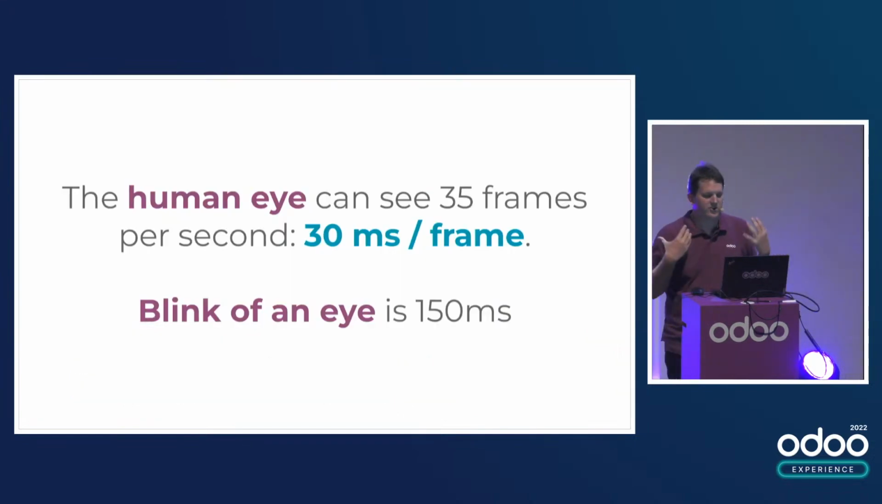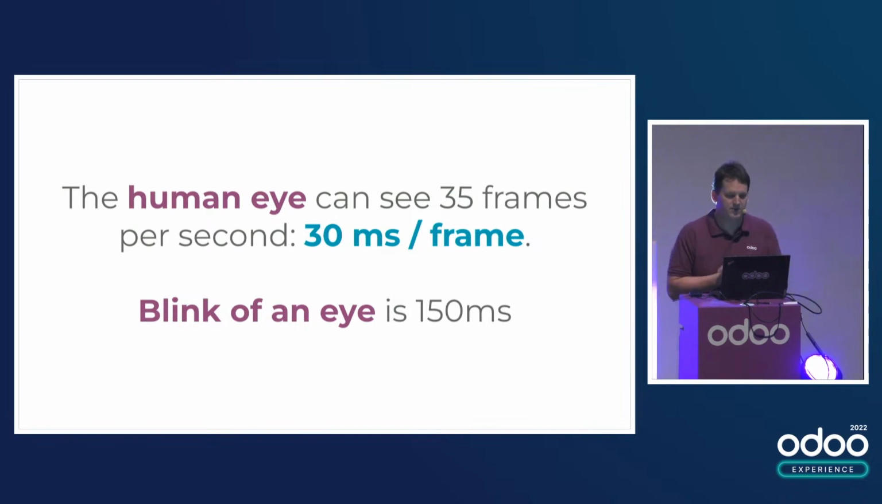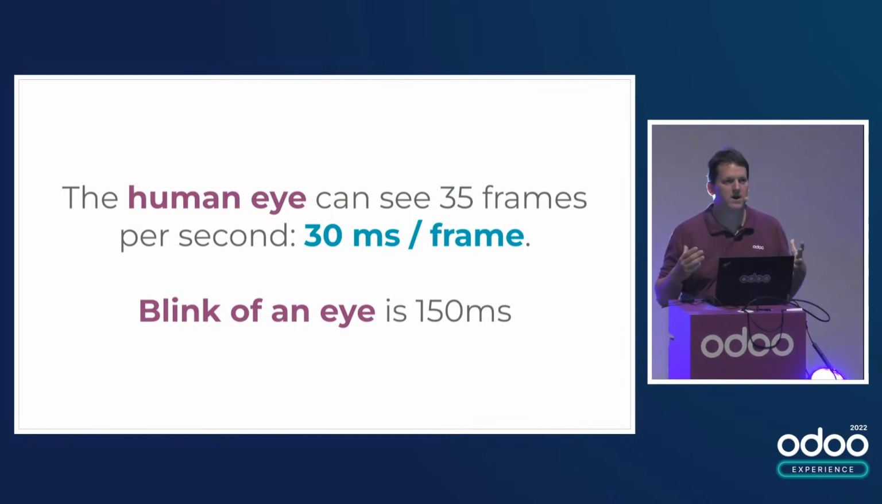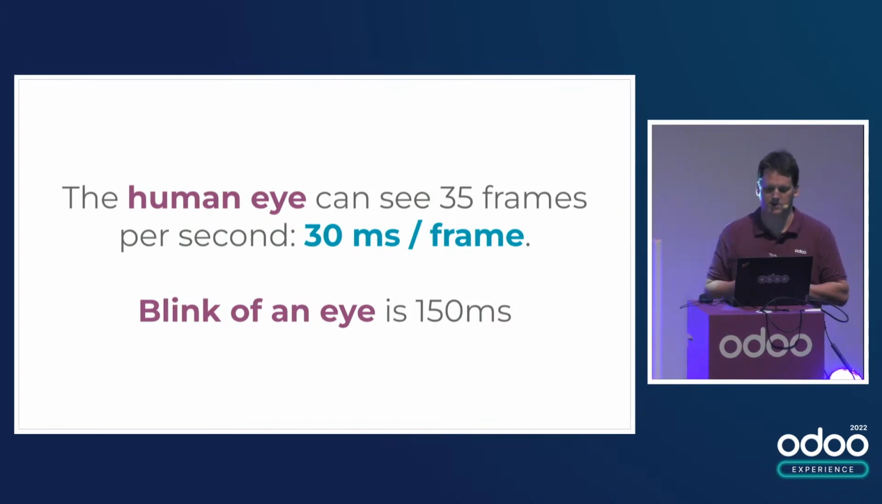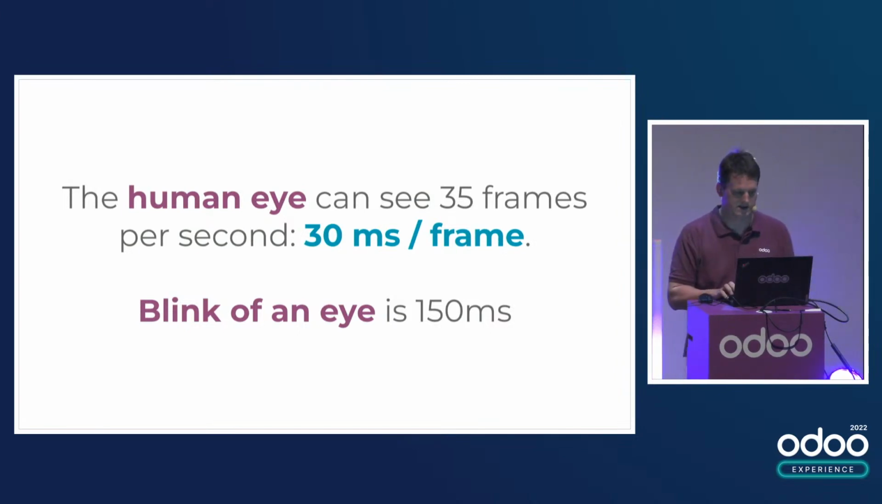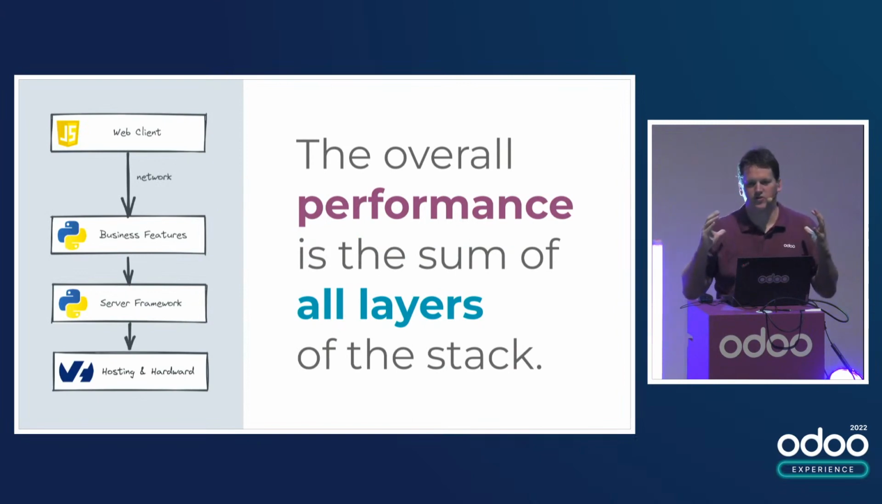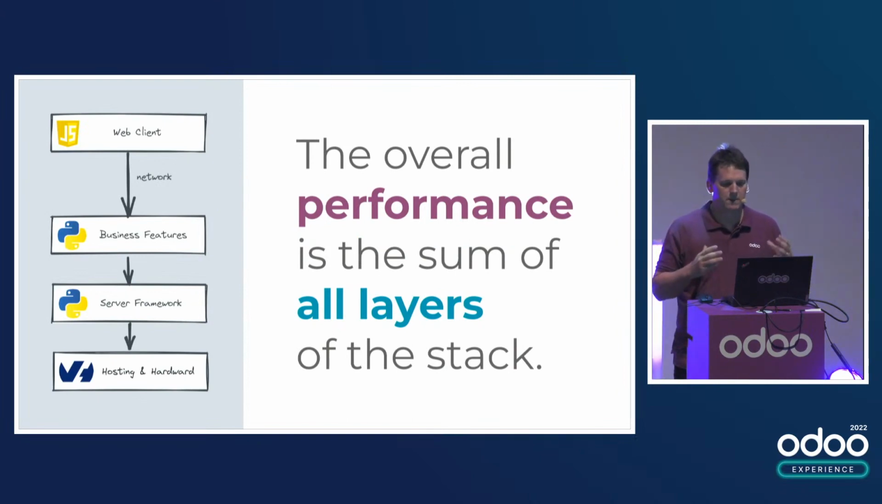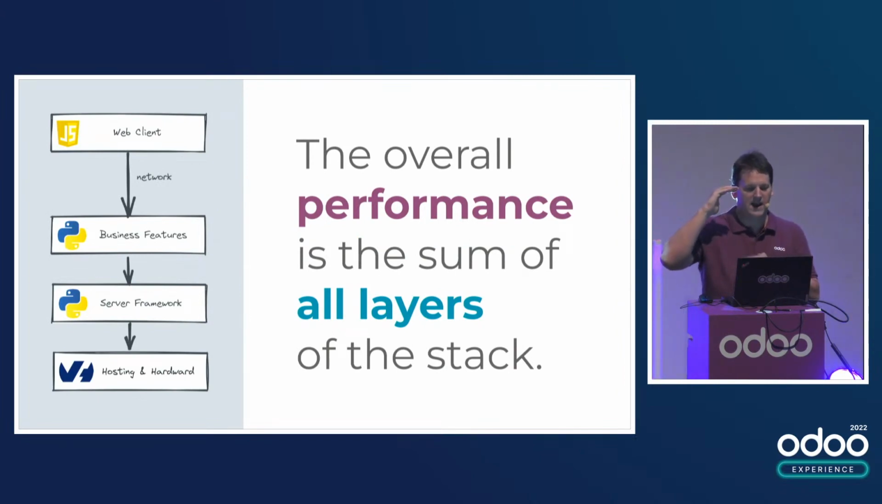All right. So the human eye can see 35 frames per second. It's 30 milliseconds per frame. So it's very important when we draw a screen in the browser to be within these 30 milliseconds. A blink is 150 milliseconds. So in order to get to that level of efficiency, we need to improve every layer of the stack.